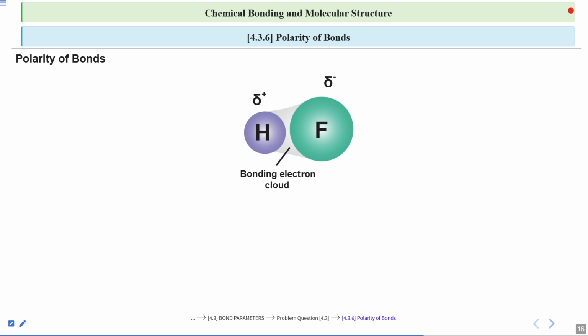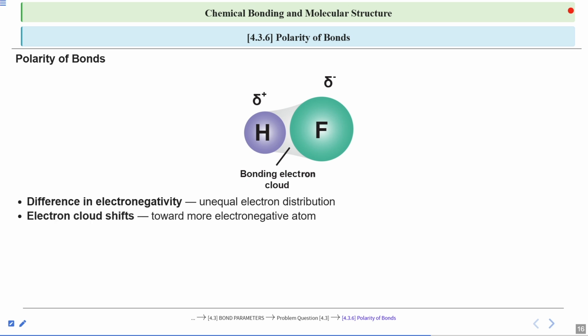So why is this happening? Three points are important here. They have different electronegativity due to which the electrons are distributed unequally. More electron cloud is there on fluorine, meaning the shared pair of electrons is more on the fluorine and less on the hydrogen. Now, this electron cloud shift towards the more electronegative atom creates a delta negative charge on fluorine, and due to removal of electron from hydrogen, it has a delta positive charge. As a result of this, you are creating a dipole.